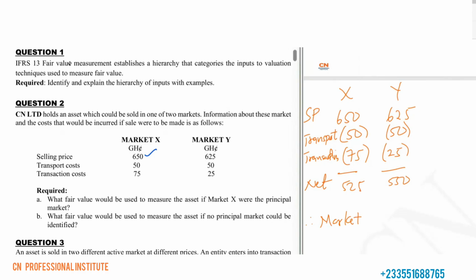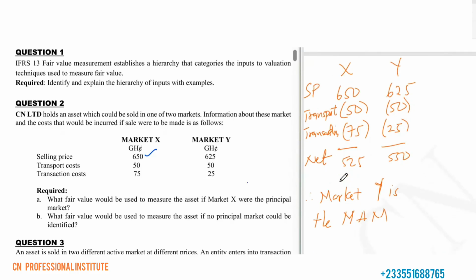Y is the most advantageous market. Now, why is market Y the most advantageous market? Because it is the market that will maximize the amount they are going to receive to sell the asset. This is an asset. So you see here we are going to receive 550 Ghana cedis. Here we are going to have 525 Ghana cedis. So Y gives us a higher net amount, and therefore Y becomes the most advantageous market.